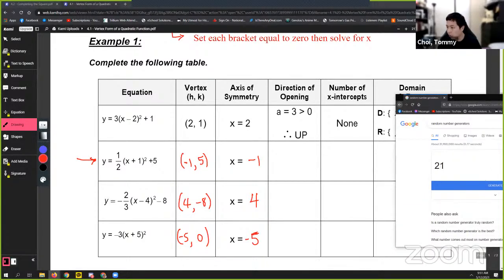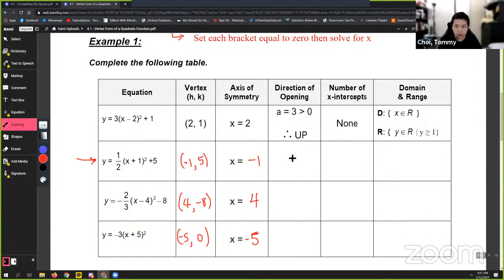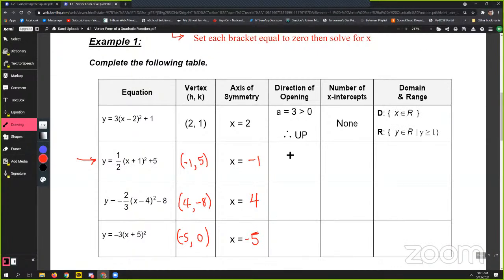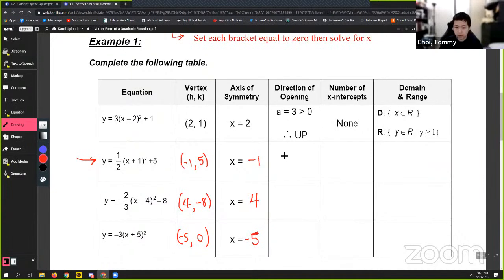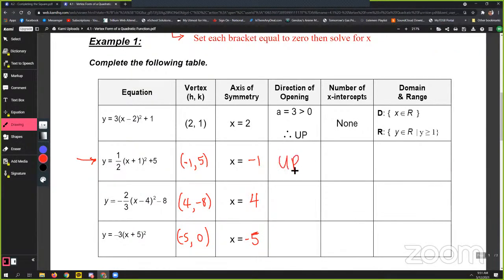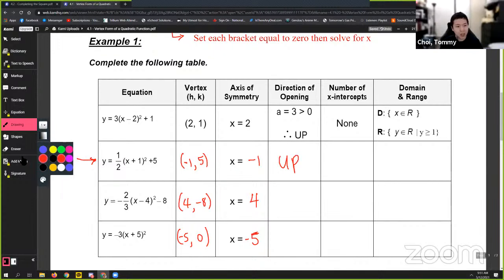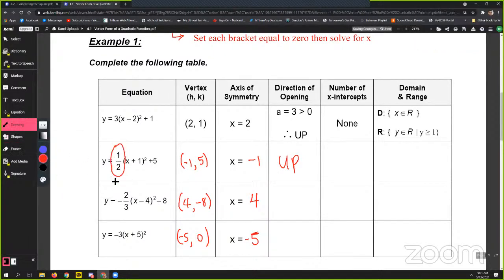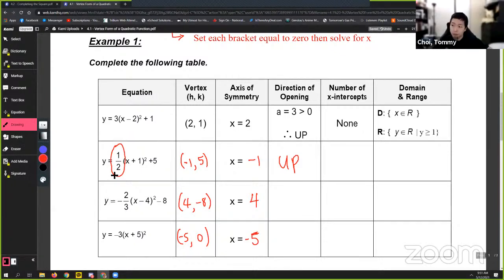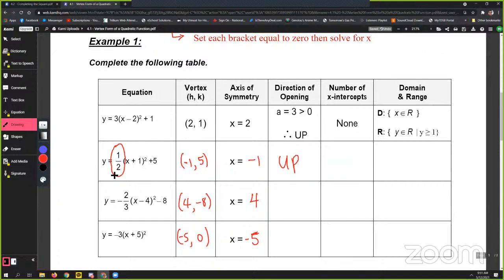So 21 is going to be Stefan. The second row, is it opening up or down? Down. Ooh, not quite. Oh, down. I think I made a mistake somewhere. It's up. So it's specifically here, right? We're looking at this value. You probably thought it was down because it was a fraction. So the value actually doesn't matter. It's just whether it's positive or negative, right?